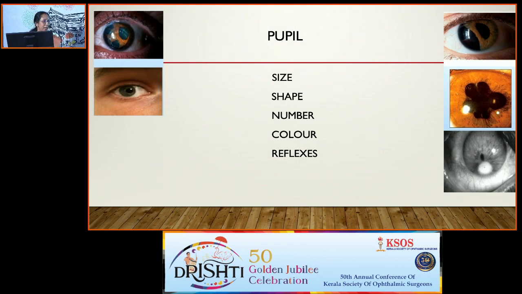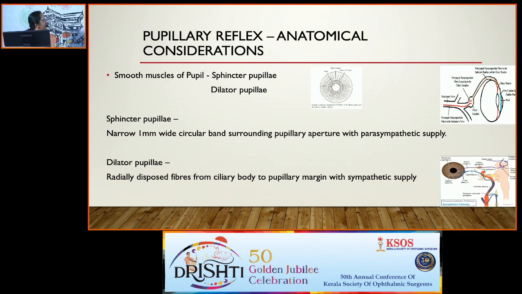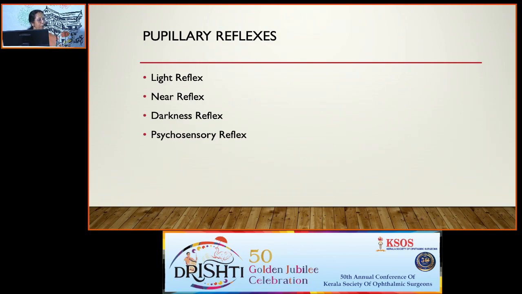So from our undergraduate days itself, we are familiar with examination of the pupil under all these headings. So I'll pertain only to the reflexes part due to want of time. The smooth muscles of the pupil include the sphincter pupillae, which has the parasympathetic supply, and the dilator pupillae, which has the sympathetic supply. Pupillary reflexes, mainly important are the light reflexes and the near reflexes.